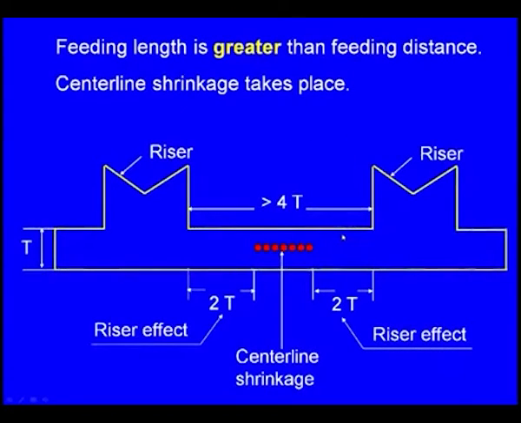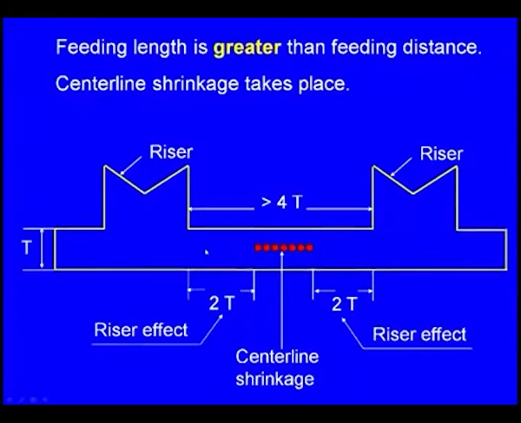And we can see another case where there are two risers. For this one riser, on one side there is 2T, that is the riser effect. So, there is no question of shrinkage cavity in this region. This is another riser, and here there is a riser effect of 2T, where T is the thickness of the section. Now, in this region also there is no shrinkage cavity because of the riser effect. Now, what about this portion? This is not covered by the left side riser. This is not covered by the right side riser.